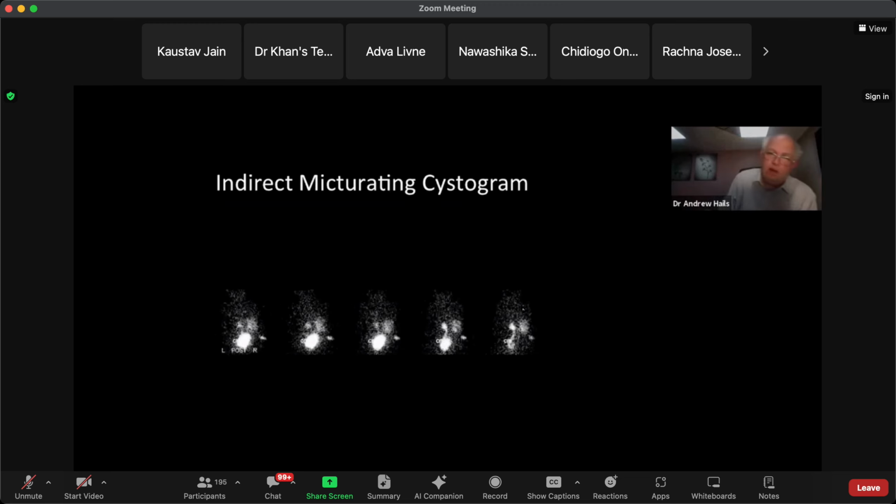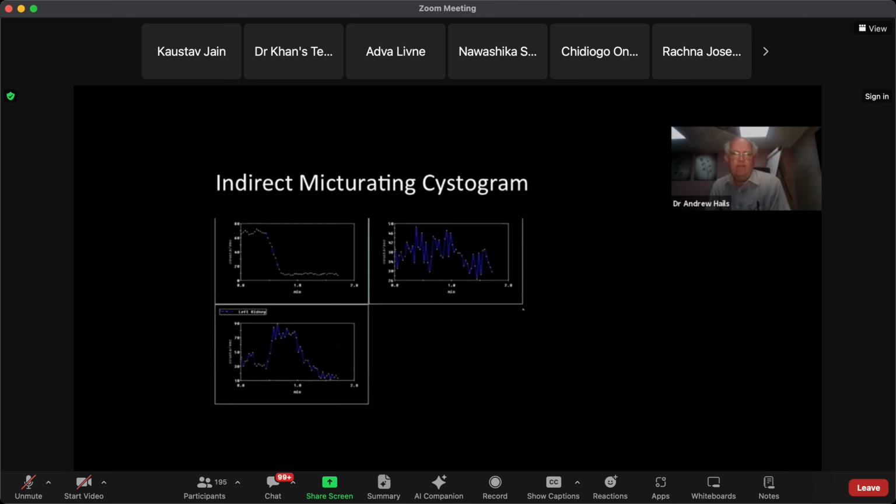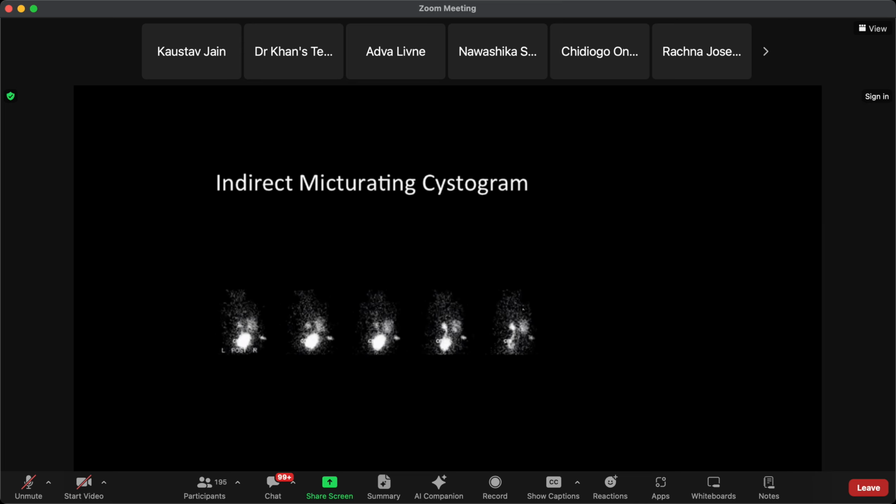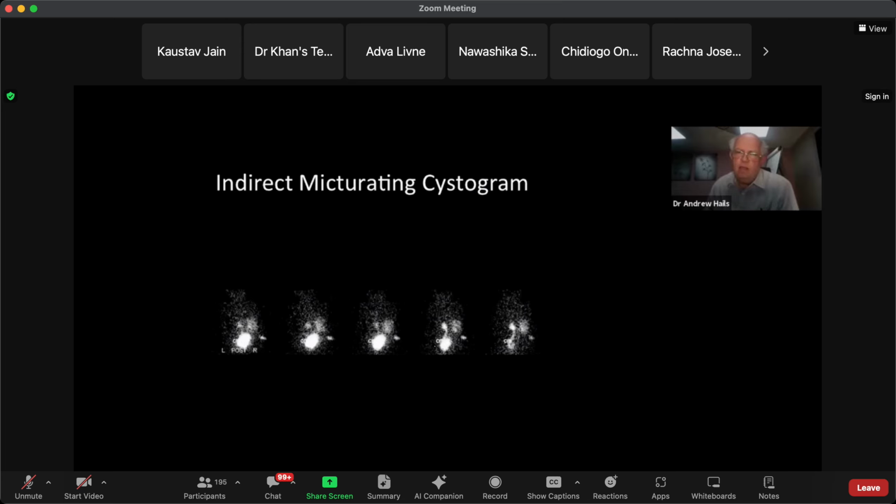But we've got this one. So these are the scintigram images of this one, and these are the renogram curves of this one. So what's happening here? As you go from left to right, there appears to be increasing tracer in the left kidney. So is this some sort of reflux into the left kidney while the patient micturates?